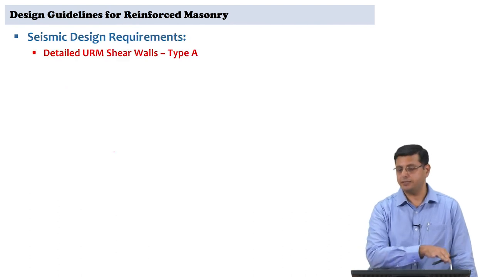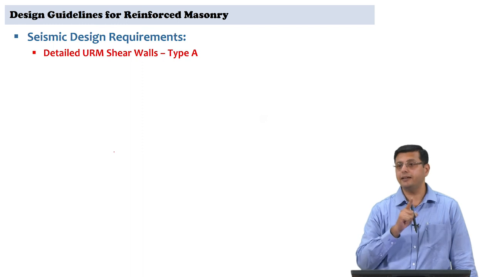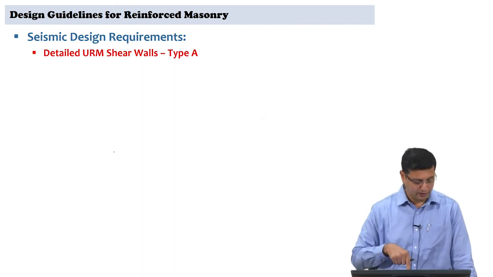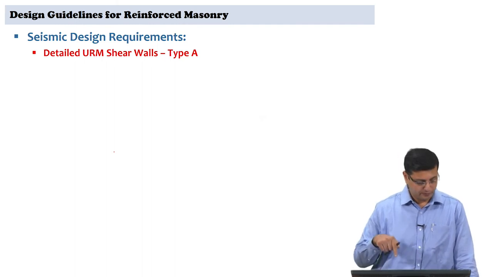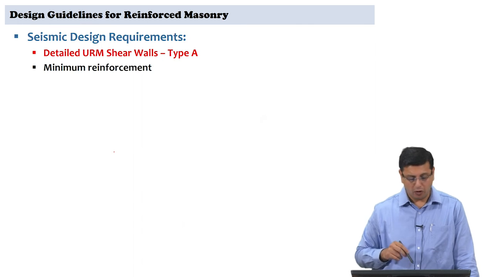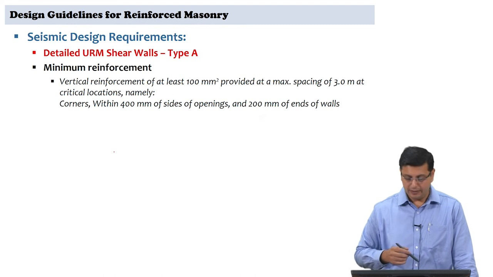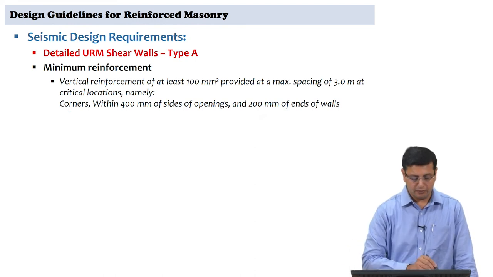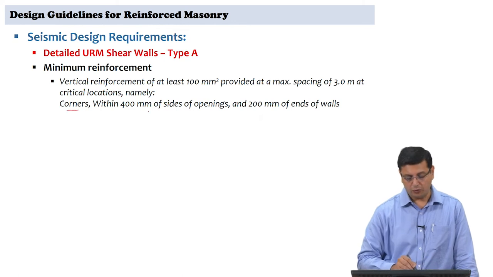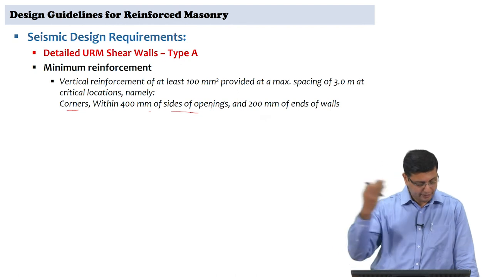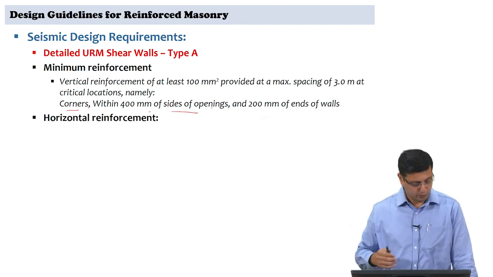So, the first type, type A, is referred to as a detailed URM shear wall. So, the URM shear wall is coming from IS 1905 design, but it is detailed as per the requirements of the National Building Code. That is your type A wall. The minimum requirement of vertical steel, as we saw in the previous slide, and maximum spacing between them in the critical locations, which are corners of walls, and 400 millimeters around the sides of the openings, and at the ends of the walls, 200 millimeters from the ends of the wall.